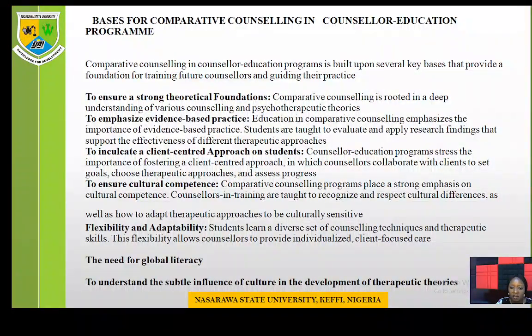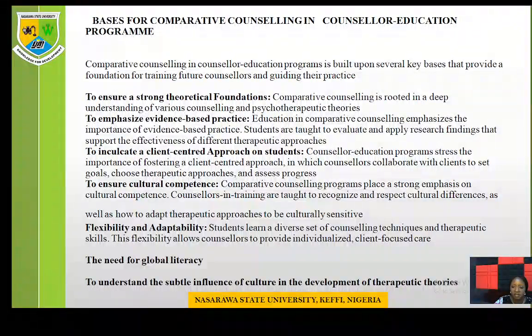Comparative counseling in counselor education program is built upon several key bases that provide a foundation for training future counselors and guiding their practices. It is important that counseling students in training get this important information about the cultural and societal diversities that we are talking about, so that they equip themselves with all the materials they need, the therapies, the techniques, the theories, and all the qualities to be able to work with people coming from different backgrounds.